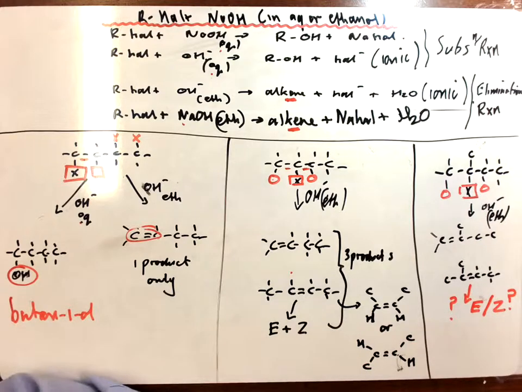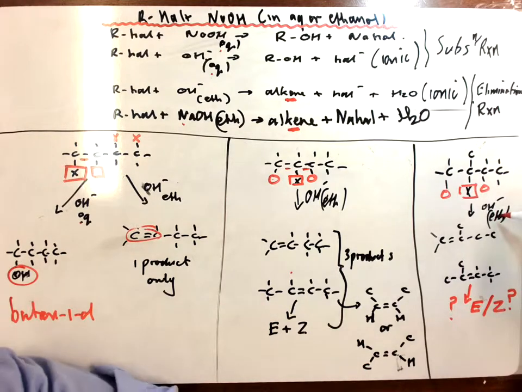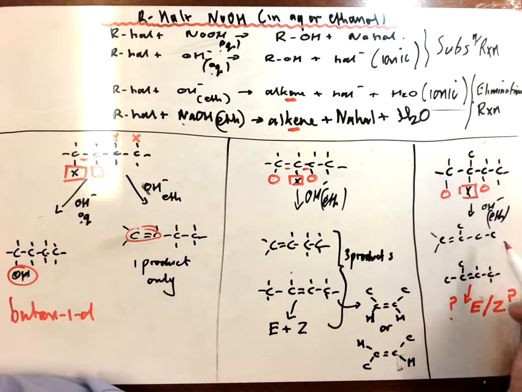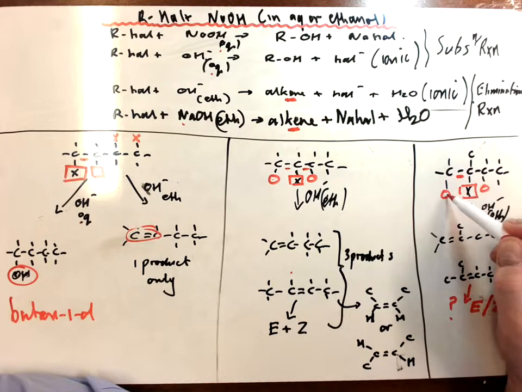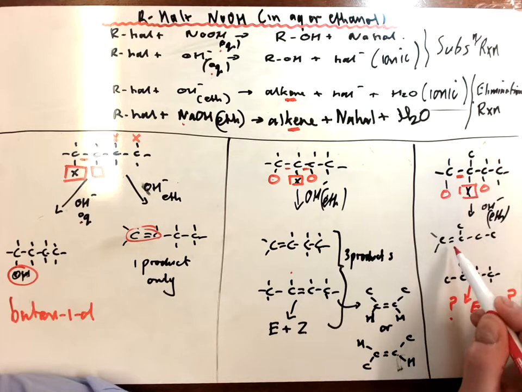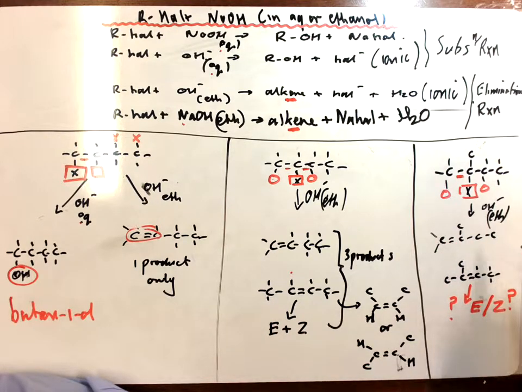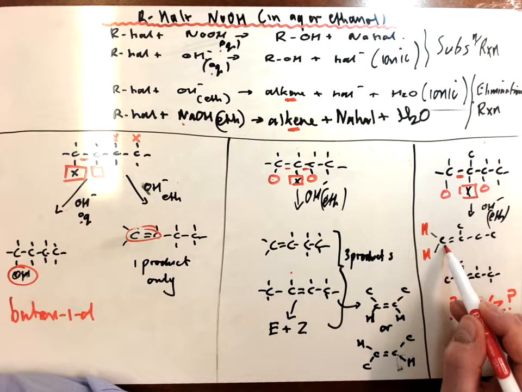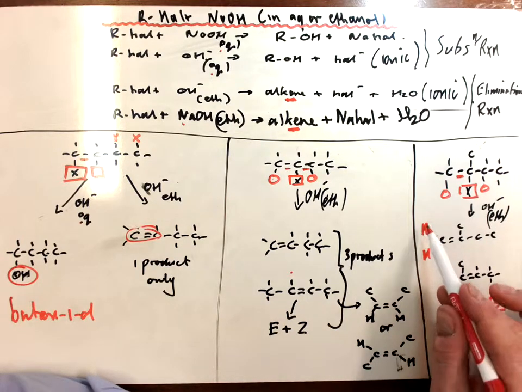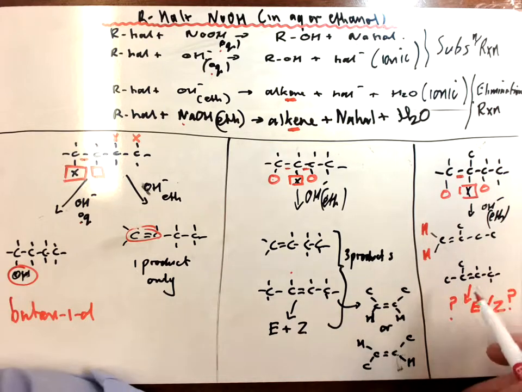Let's go look at the next example. So we've got, let's say, 2-bromo-2-methylbutane. Again, elimination reaction, hydroxide ions in ethanol. And so we can remove this hydrogen, making the double bond form there. Gives us 2-methylbut-1-ene, only one product. There's a hydrogen there and a hydrogen there. So on this side of the double bond, there are no different groups, same groups, so we won't get EZ.